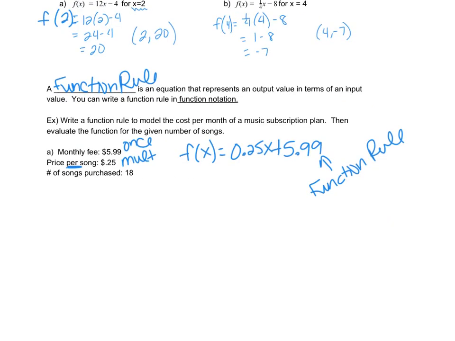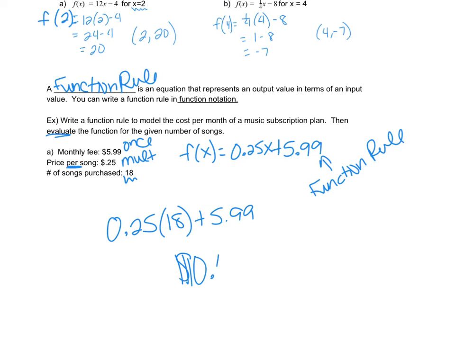And then now they want us to evaluate or solve the function for the given number of songs. So all I'm going to do is plug in 18 for my x. So I'd have 0.25 times 18 plus $5.99. Stick that in your handy dandy calculator and you get $10.49. And that is all for this video.